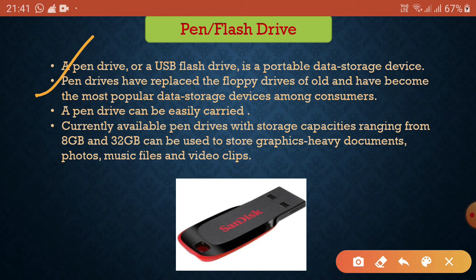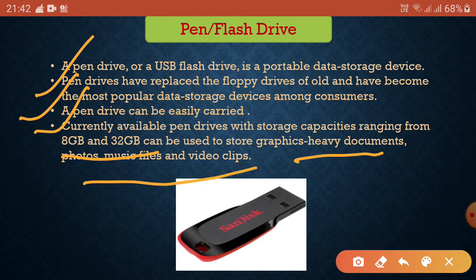Next point is, pen drives have replaced the floppy drives. Its capacity is higher than the floppy disk. Next is, a pen drive can be easily carried, already told. Currently available pen drives have storage capacities ranging from 8 GB to 32 GB. They can be used to store graphic heavy documents, photos, music files and video clips. So pen drive is basically the USB flash drive, a portable data storage device. It is a replacement of the floppy drive that was used earlier.